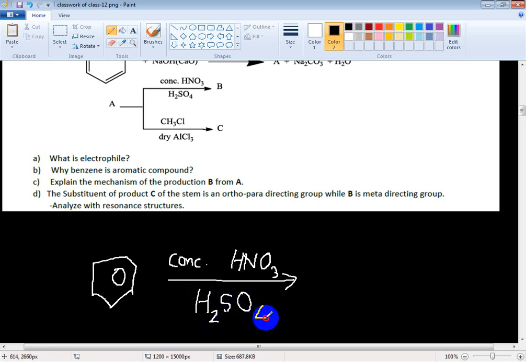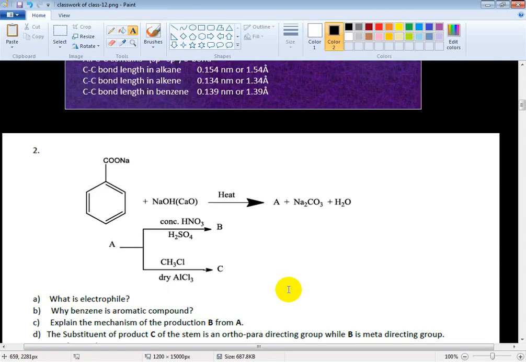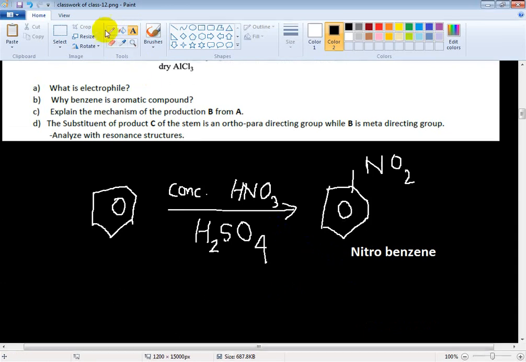Okay, with concentrated nitric acid, nitrobenzene is formed as the product. This is nitrobenzene, the product B. So here you write: A is benzene and B is nitrobenzene.